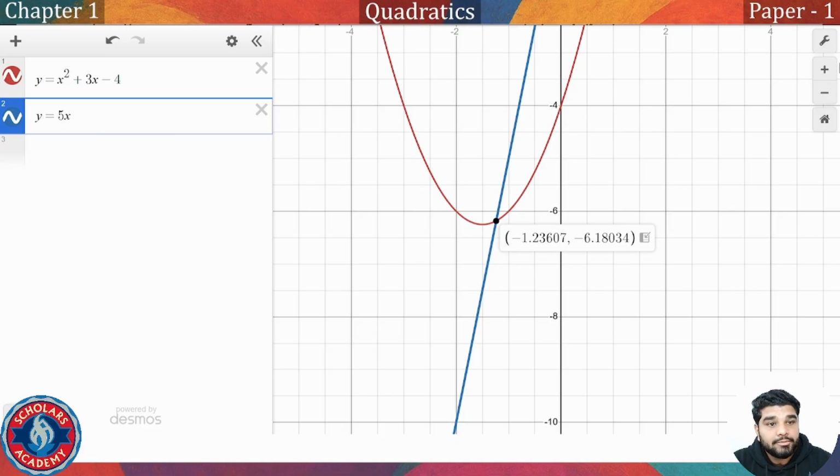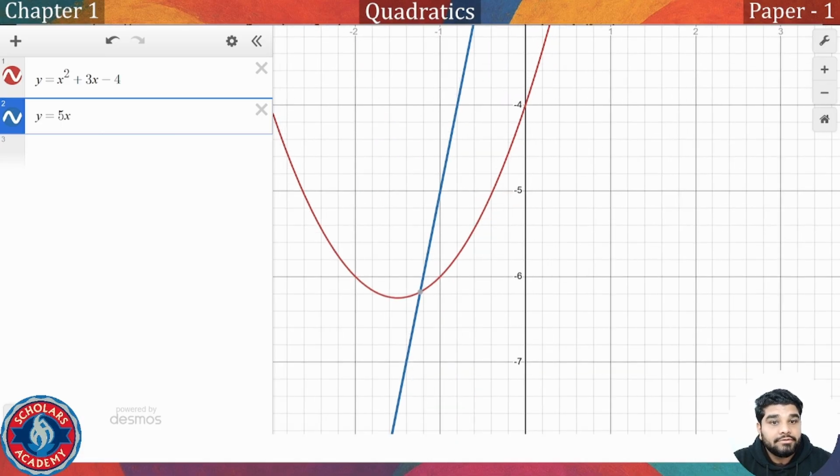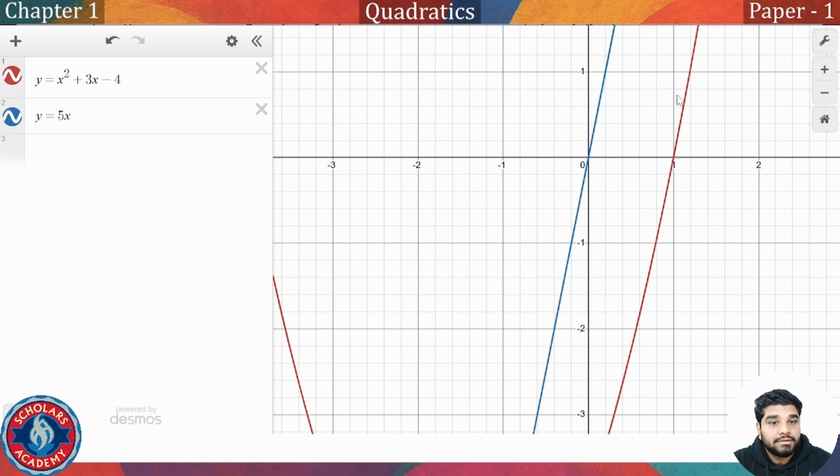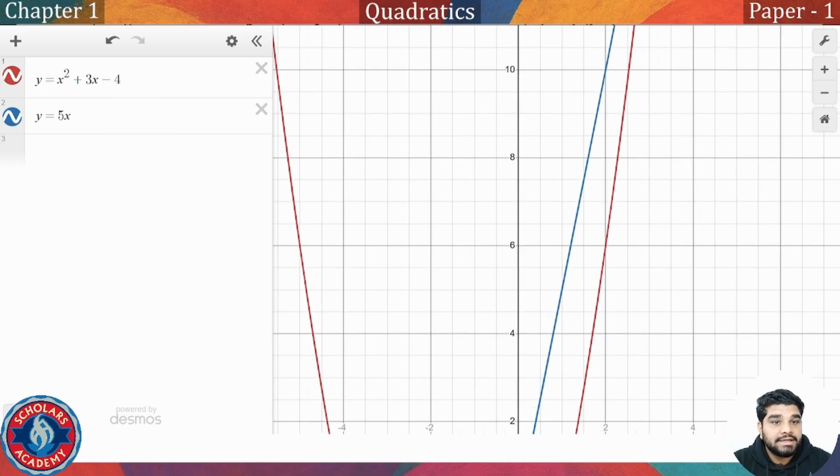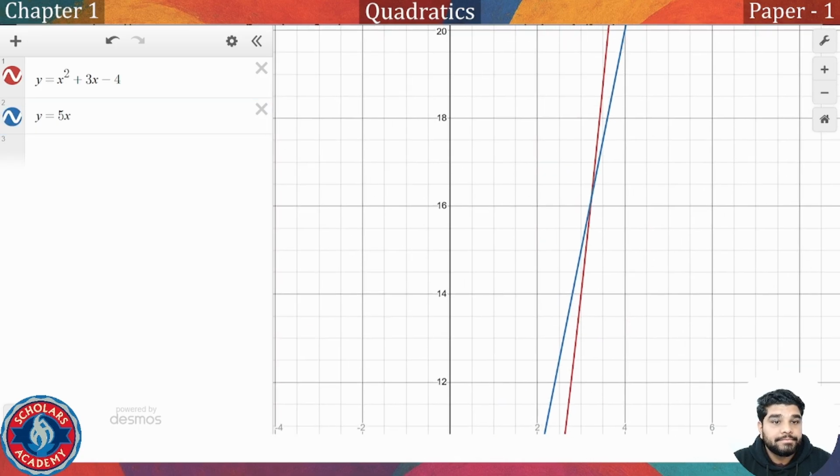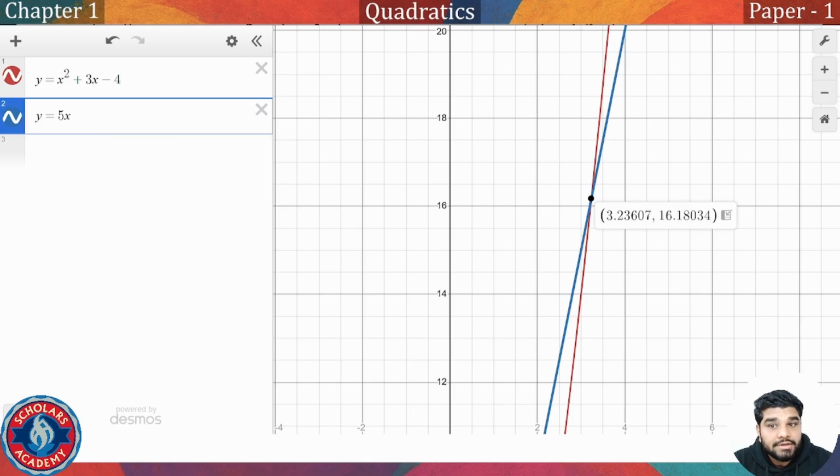This is one intersecting point. And if we move forward, one intersecting point is over here. This is the second intersecting point. So these are the two intersecting points, right? If we are talking about the solution, these points are the solution. Solutions are two coordinates of x and y.